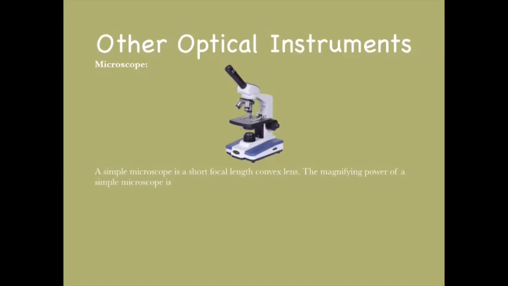So let's move on to the last and the important part of this lesson, which is the microscope. A simple microscope is given below. It is a short focal length convex lens. The magnifying power of a simple microscope is very high. Note that it has a short focal length convex lens. The magnification is given by this formula.